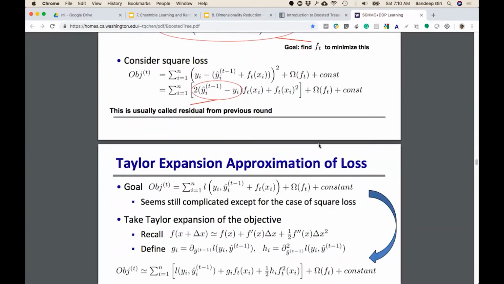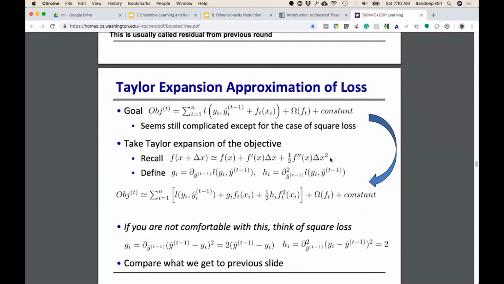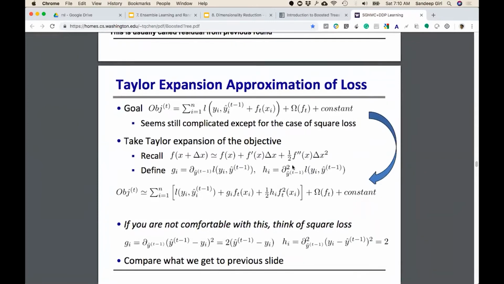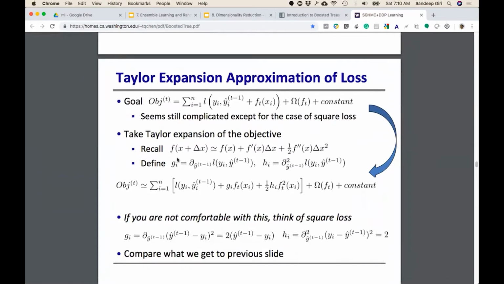Okay, moving ahead, that's what is happening here. Now, instead of doing it only for mean square error, what they have done is generalize it for all kinds of functions. And they have utilized something called Taylor's expansion. Those who don't know it, take a look.